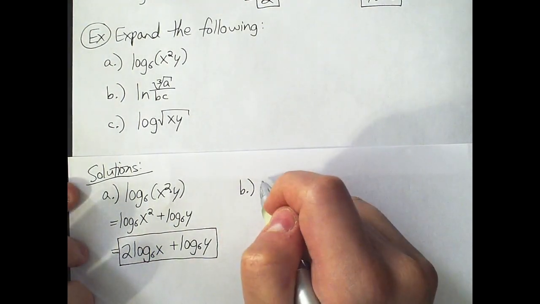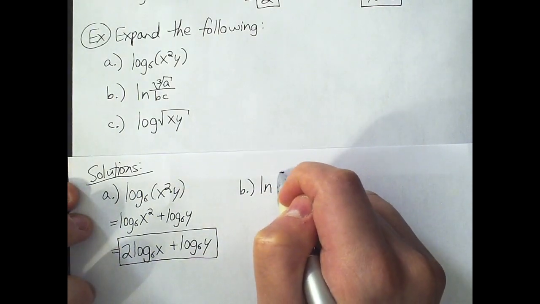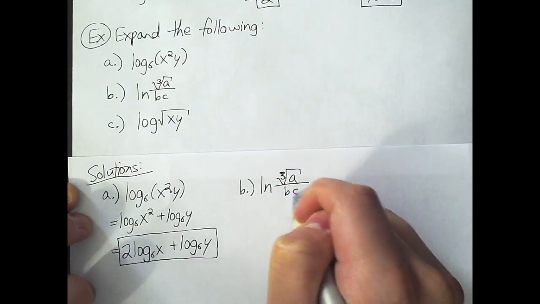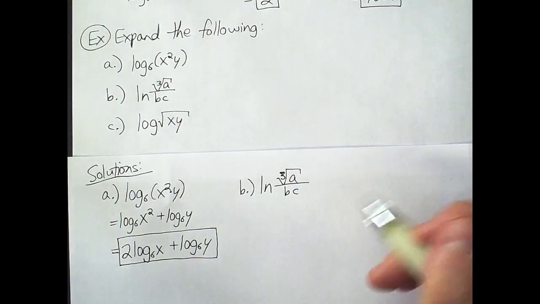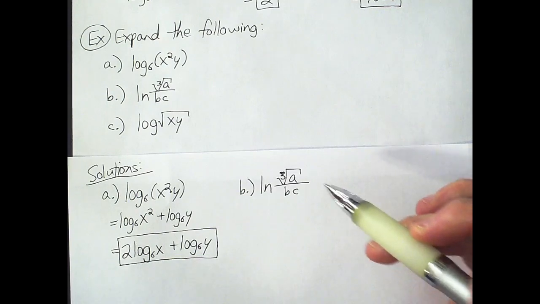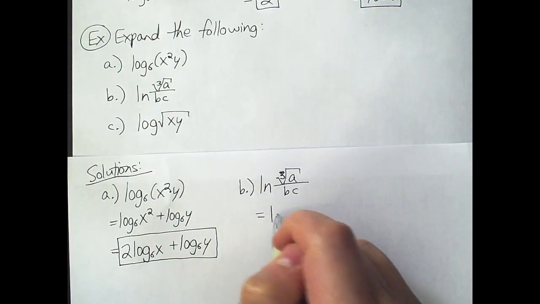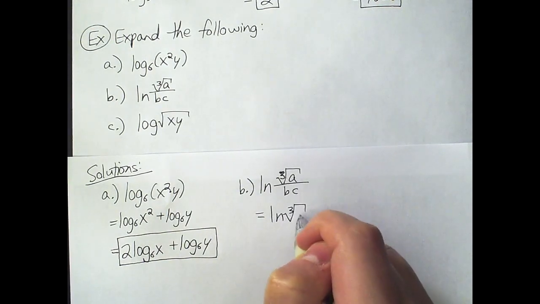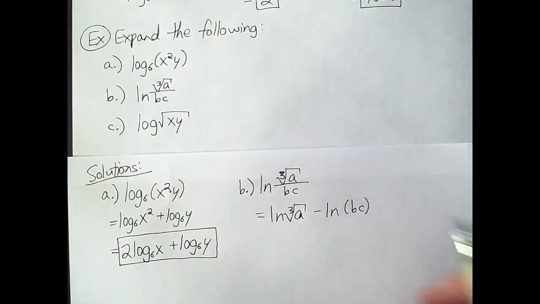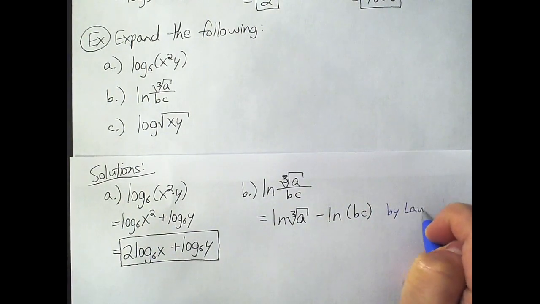Okay, first one, part B, ln of, we have a cube root to deal with. The cube root of A, all of that's over BC. What I'm thinking here is this is a quotient. I'm thinking law 2. Law 2 is for when you have a logarithm of something over something. So by law 2, this should be ln of the numerator minus ln of the denominator. I'm going to write, just for our notes, that was by law 2.